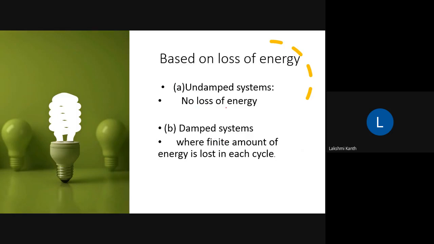In the sense, if there is no loss of energy, those systems are treated as undamped. And if there is a loss of energy in each cycle, whether it is small or somehow big, but there is a loss of energy every time in each cycle of the system, those are treated as damped systems. In our syllabus, from the GATE point of view, for mechanical people they have all, but for us, related to engineering mechanics and the civil point of view at this basic level, it is undamped systems. So this is one classification.